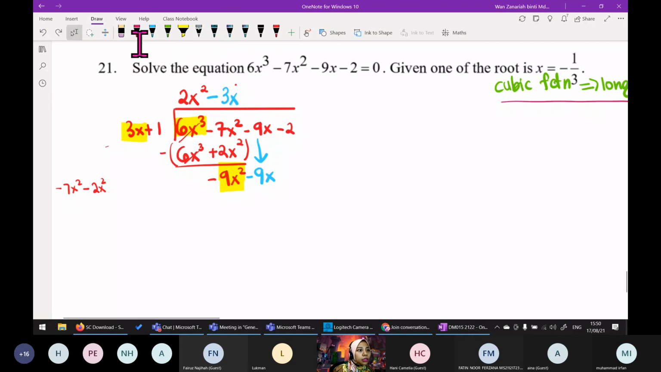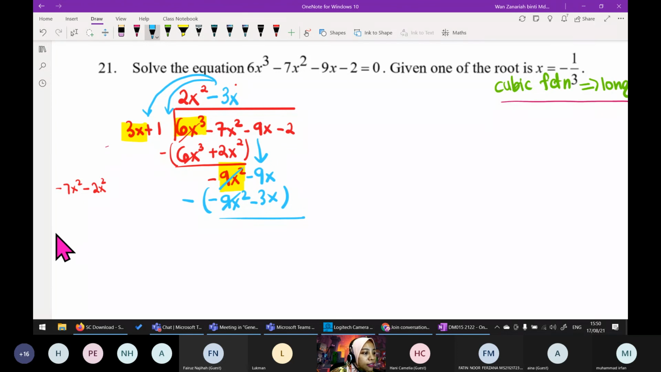Cikgu nak draw pen biru tadi. Okey sayang. Ini darabkan dengan ini. Berapa tu? Negative 9x square. And then negative 3x times dengan 1. So dapat negative 3x. Correct? Tolak. Yes. Okay, so negative jadi positif, betul? So this and this can cancel out.